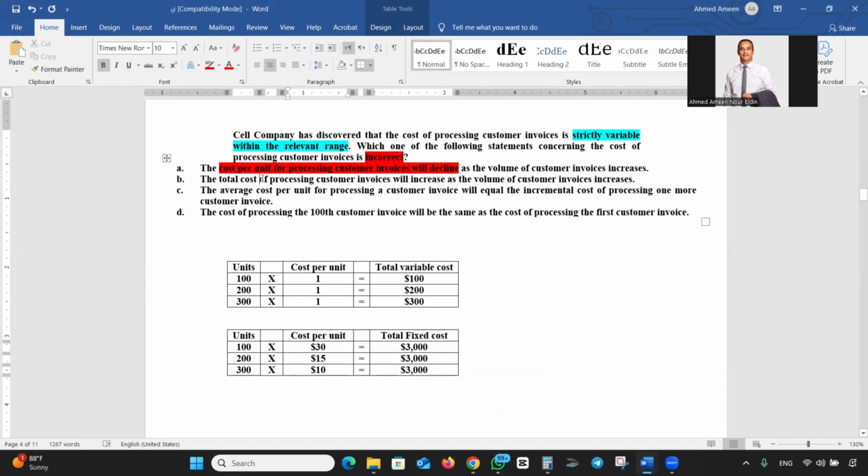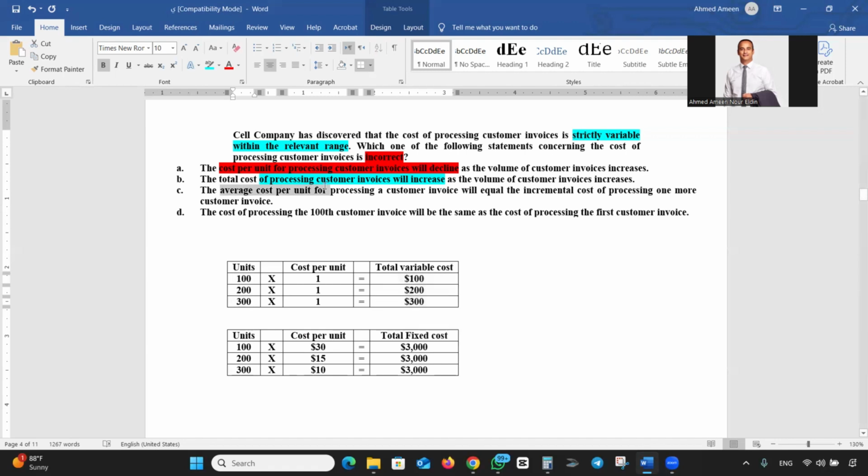B: the total cost for processing customer invoices will increase as the volume of customer invoices increases. It is a correct sentence. Of course, because the volume increases, the number of units increases. Volume means number of units, so the total variable cost will increase. B is a correct statement, so it is not the solution. He needs an incorrect statement.